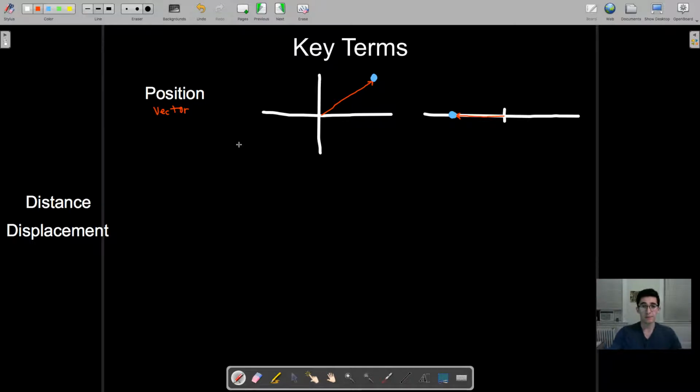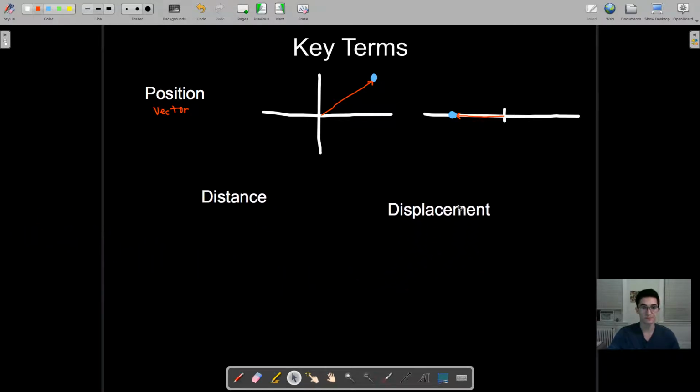Position is a vector. All right, but the position just really talks about where an object is at one instance in time. Well, if we want to talk about the path an object takes or how an object travels, then we can't just take a look at where an object is at one time. We have to consider how the object moves over a course of time or over an interval of time. And we have 2 ways of describing that motion, 2 different terms. We have distance and we have displacement.